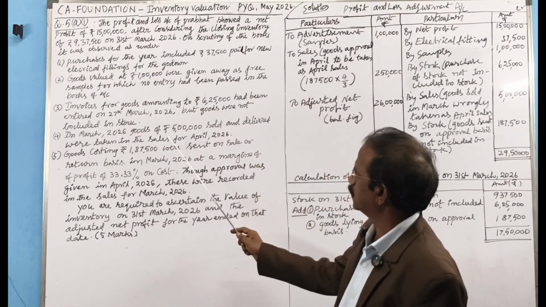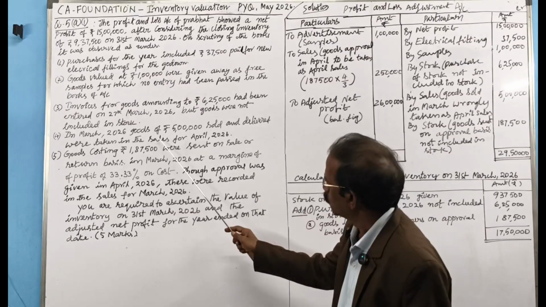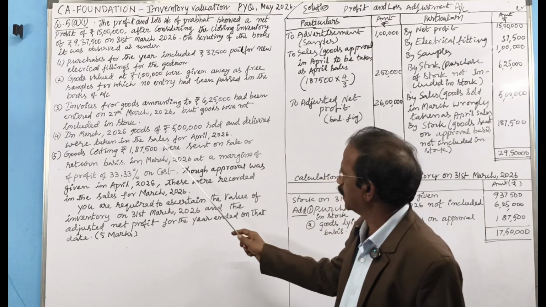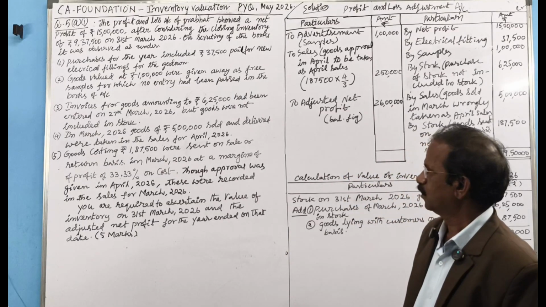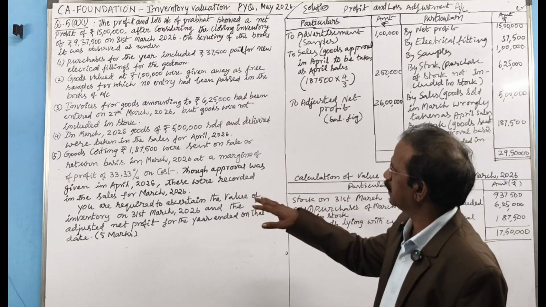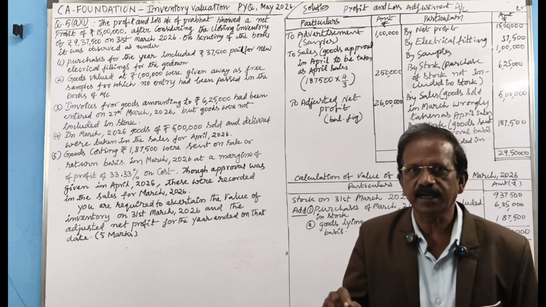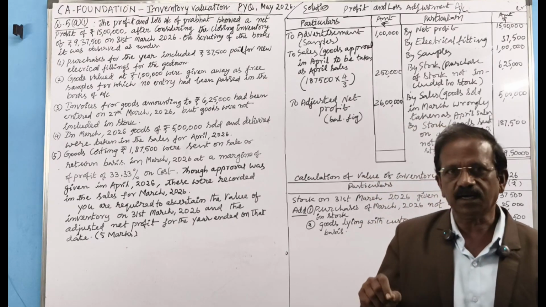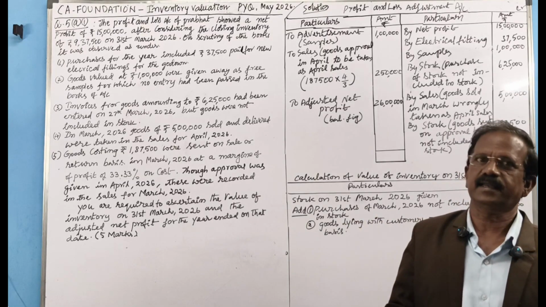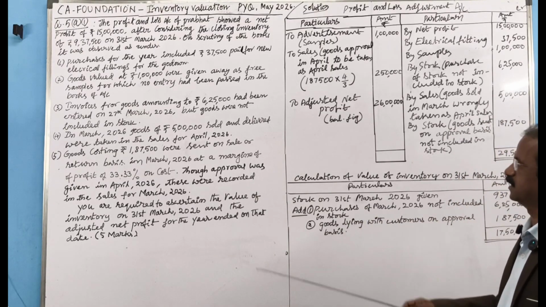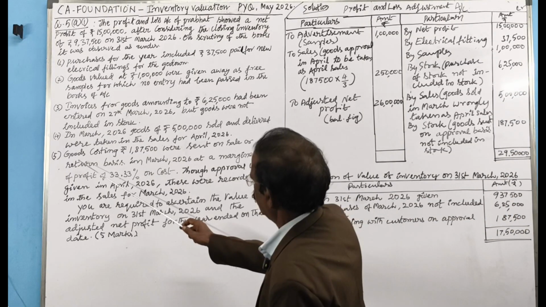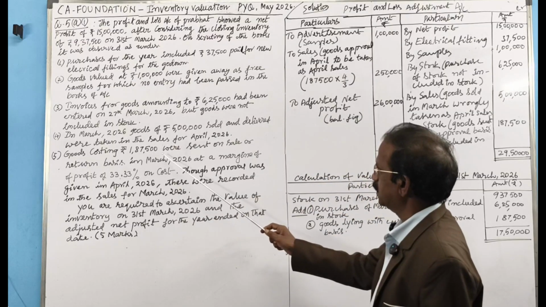In March 2026, goods 5 lakhs sold and delivered were taken in the sales account. Goods were sold, goods were delivered, but we did not write it as sales. Since we did not write it as sales, our profit was under calculated. Now we have to increase the profit. How much is that? 5 lakhs. Sales 5 lakhs.